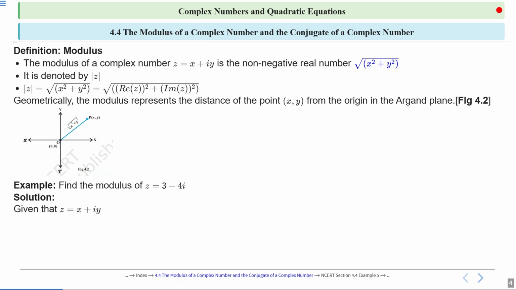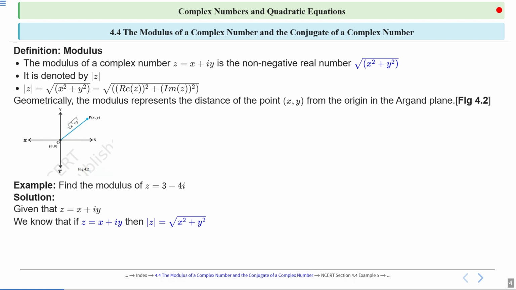So given that the complex number z equals x plus iota y, and here we have z equals 3 minus 4 times iota. So what will we do now? We will compare z equals 3 minus 4 times iota with x plus iota times y, and then we will find the values of x and y, and then by the definition of modulus we can easily find the modulus of z equals 3 minus 4 times iota.